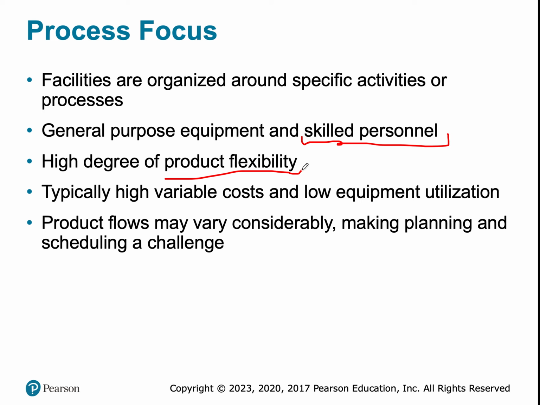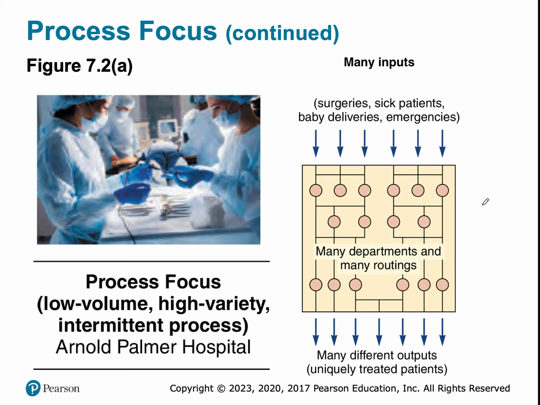Typically, high variable cost and low equipment utilization is desirable here. Your variable cost may vary, but you must find a way to use low equipment utilization when it comes to this planning. Product flow may vary considerably, making planning and scheduling a challenge. Now let's take a look at an example of process focus.